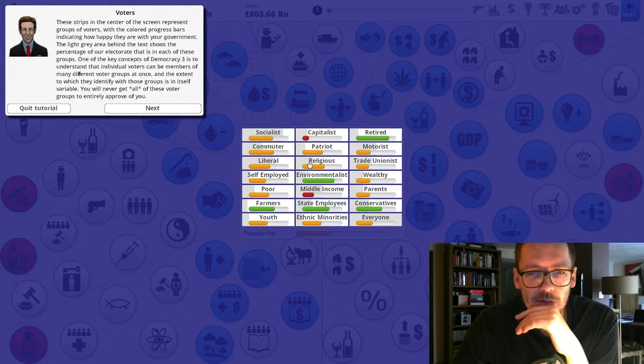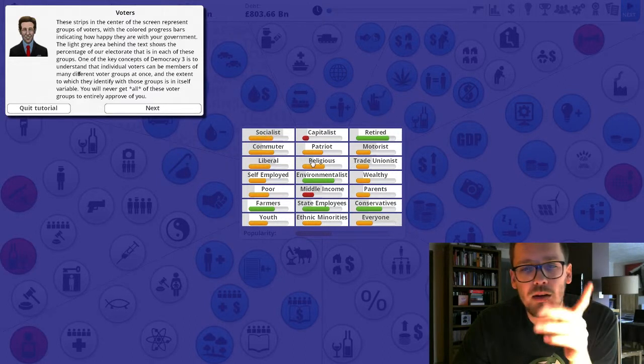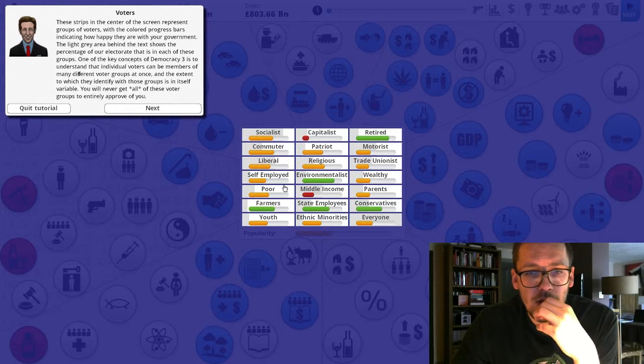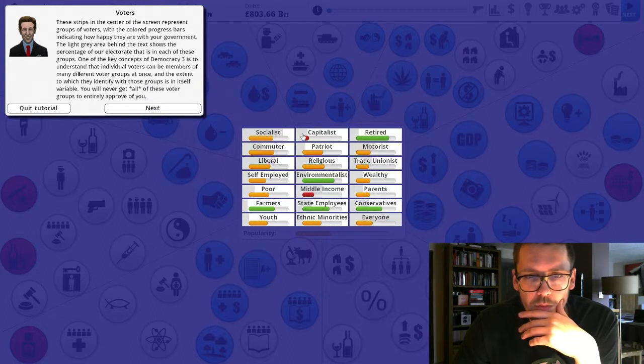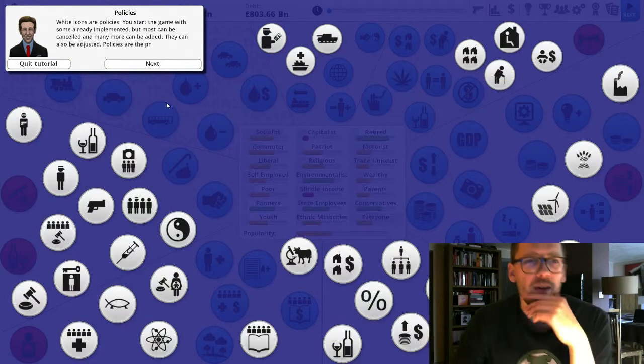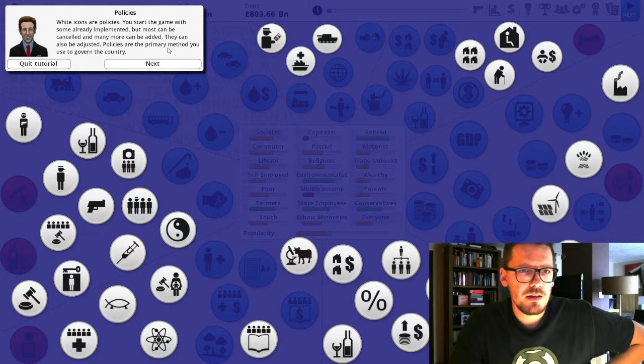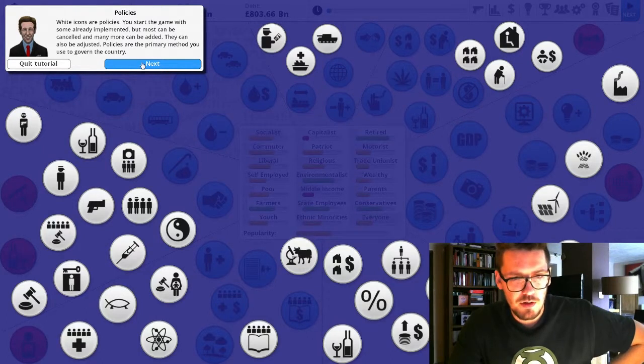Socialists, commuters, religious. Wait, people at art school are not religious, they're atheists. Environmentalist, poor, well, whatever. So, these are all my people. Okay, and then the gray bar is how many voters? Whatever. White icons are policies. You start the game with some already implemented, but most can be cancelled and more can be added. Okay, so this is pretty straightforward.